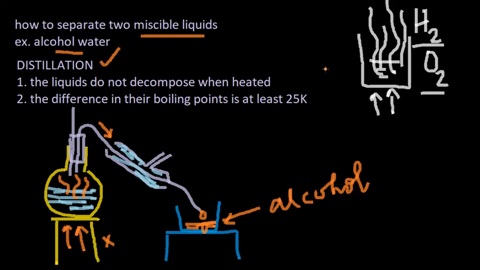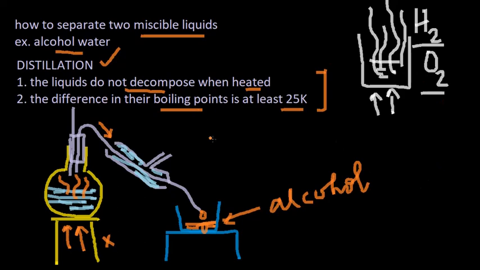And we must remember these two conditions for the process of distillation. The first condition is that the liquids should not decompose when heated, and the second condition is that the difference between their boiling points should be at least 25 Kelvin.